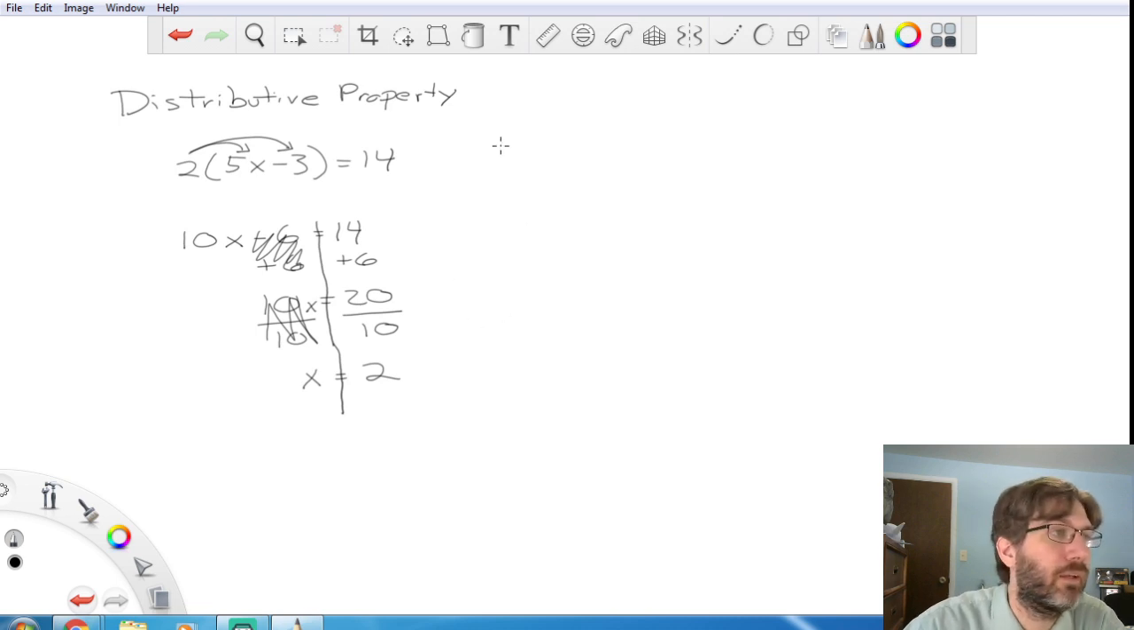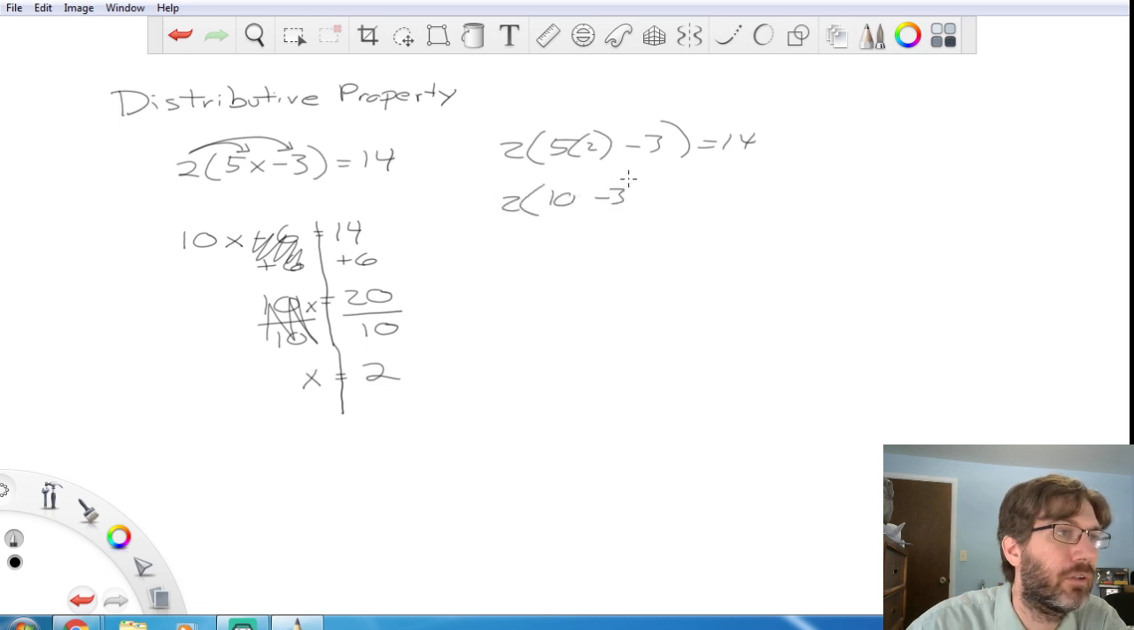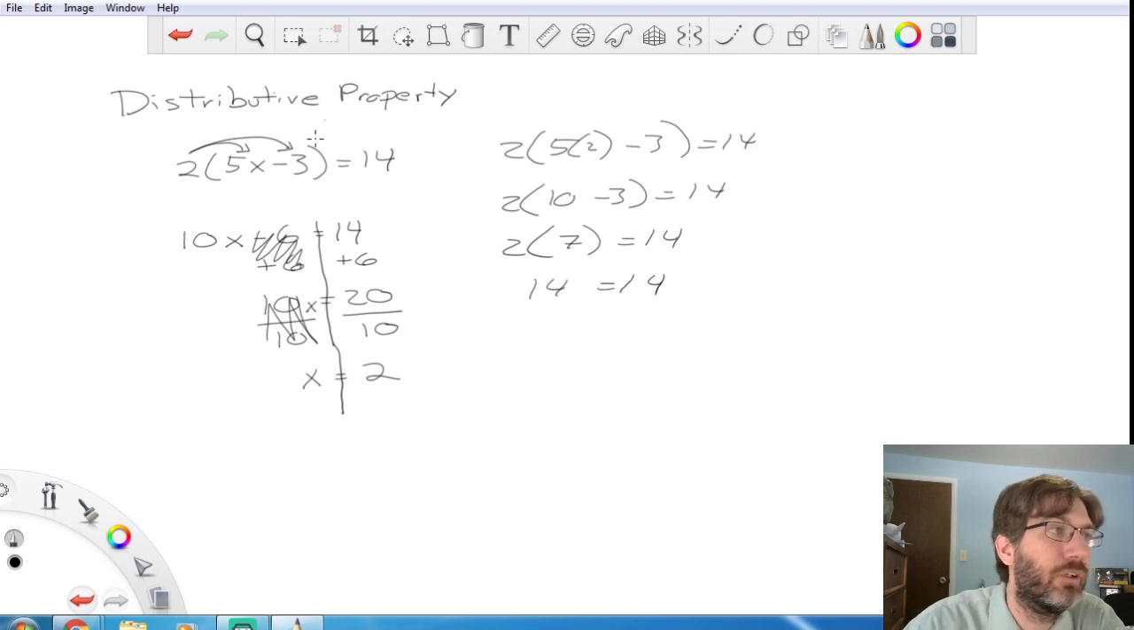And again, you can plug that back in to check your work. So if I have 2 times the quantity 5 times 2 minus 3 equals 14, do parentheses first. This becomes 2 times 10 minus 3, which gives you 7. Equals 14, and then 2 times 7 equals 14, which equals 14. So you know you can check your work as well.